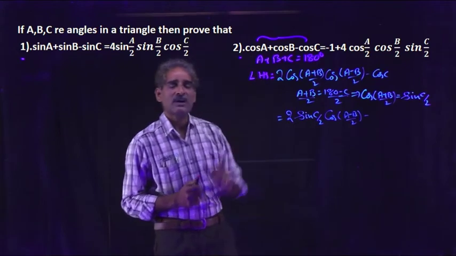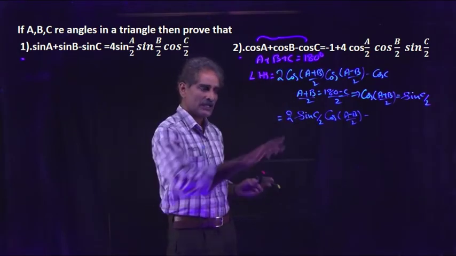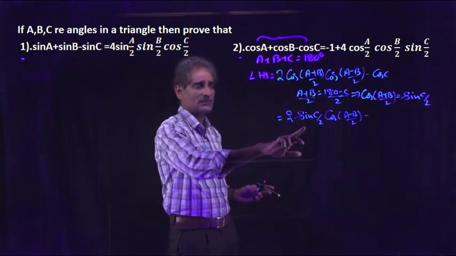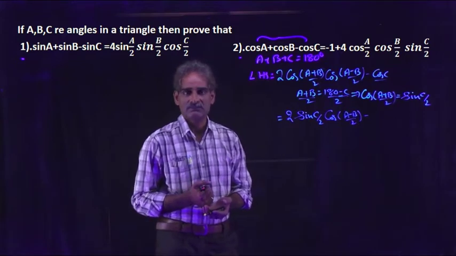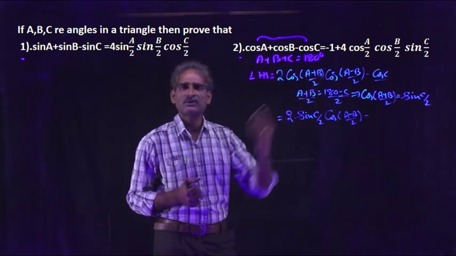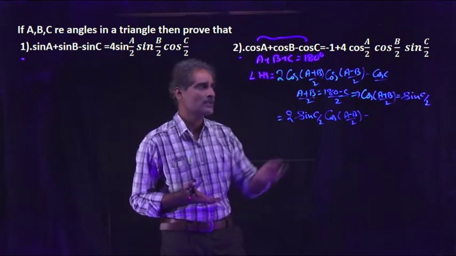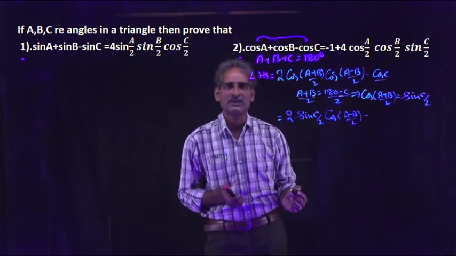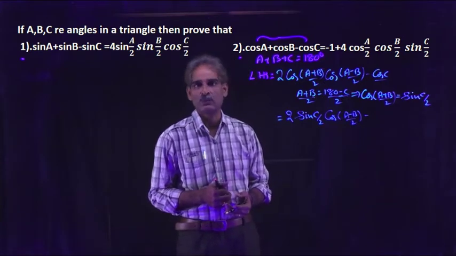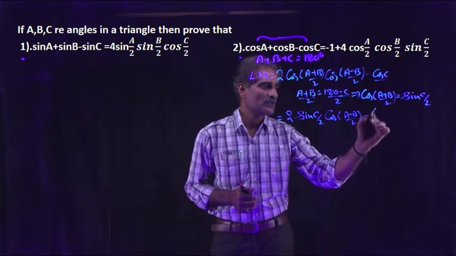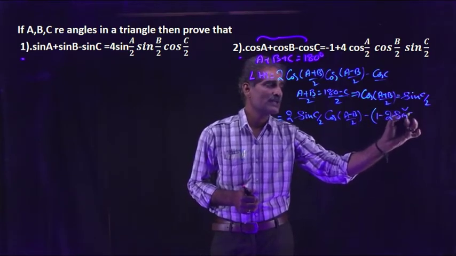So now observe the options. Cos A by 2, cos B by 2, sin C by 2 is there. Already sin C by 2 is there in the first term. So try to express cos C in terms of sin. Just observe the required one. Sin C by 2 is the required function for C. So express cos C in terms of sin C by 2. Cos C is equal to 1 minus 2 sin square C by 2. So here we can write 1 minus 2 sin square C by 2.